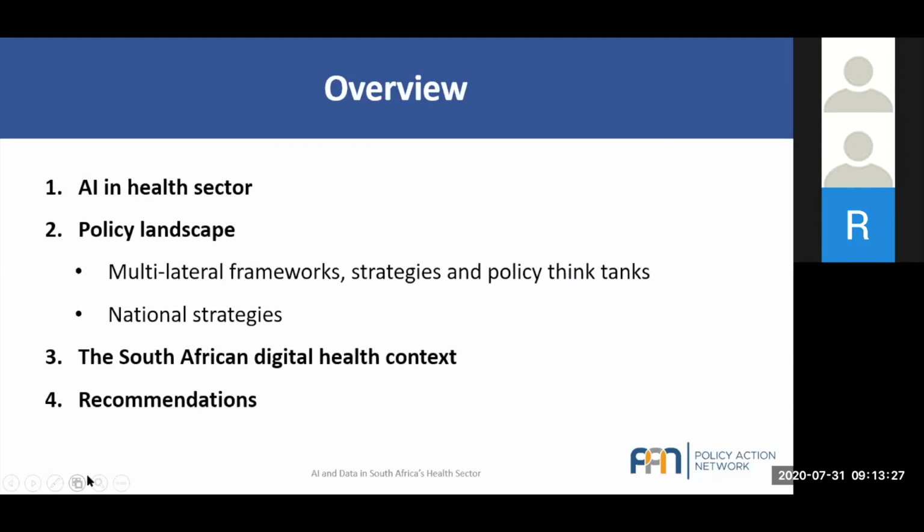And then I also wanted to know about how many of those policy documents brought the concept of AI into the conversation. And so what I did was I looked broadly around multilateral frameworks and strategies, also looked at some policy think tanks, and then I narrowed that down to a few countries who were working on health or data related policies. And then I looked at, well, what does that mean to our very unique South African context?